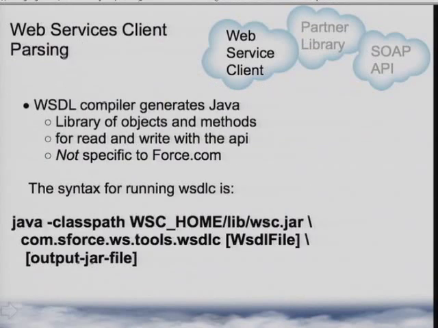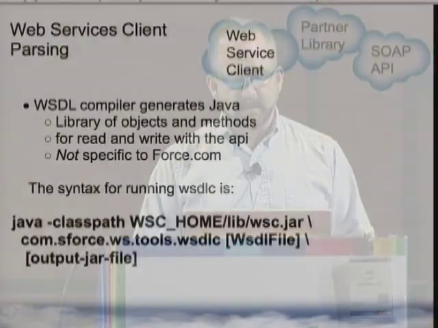The other thing that we need is parsing. So the web service client has a parsing tool built into it, and with this tool, you generate the Java objects. You provide a WSDL, and you run this command line, and it generates a jar that has all of the methods and all of the objects that were in the WSDL. And that code works on App Engine.